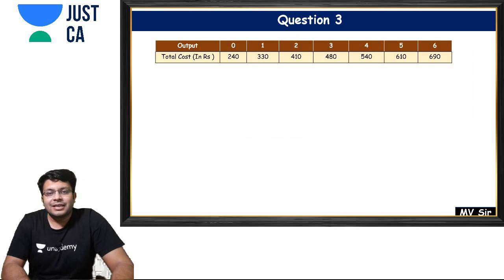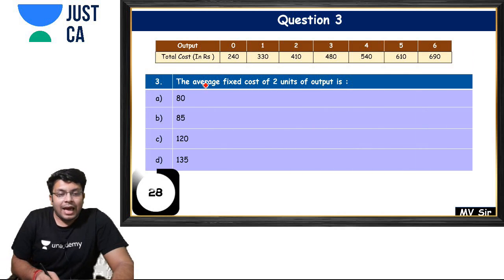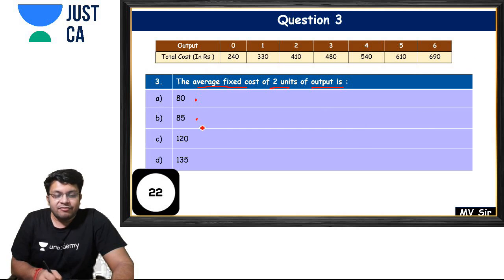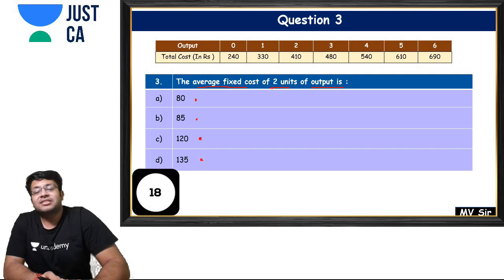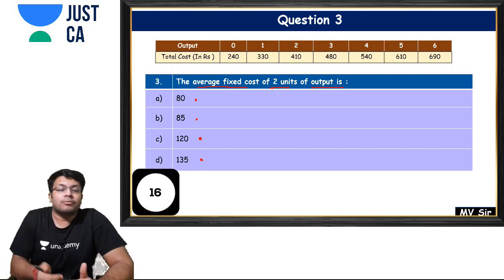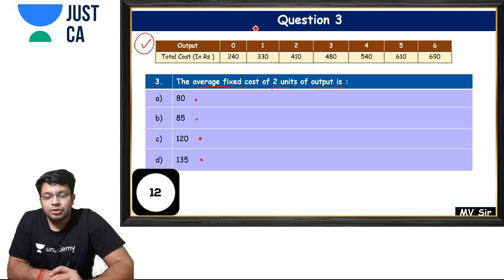The next question is question number 3. The average fixed cost of 2 units of output is option A 80, option B 85, option C 120 or option D 135. What is the average fixed cost of 2 units of output using this data? You have to use this data and answer the question. So 3A, 3B, 3C or 3D. Type in the live chat box.